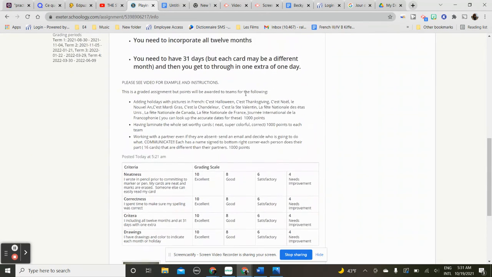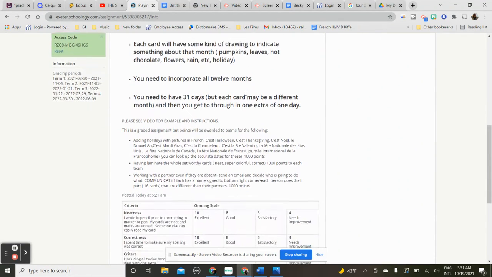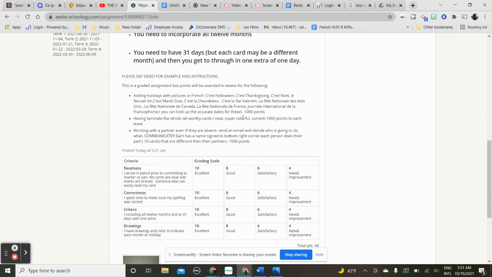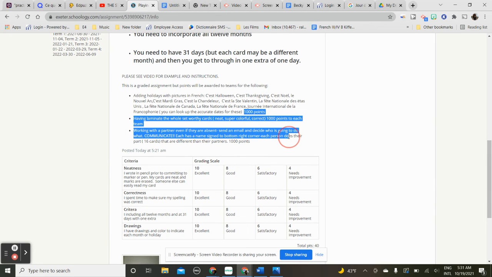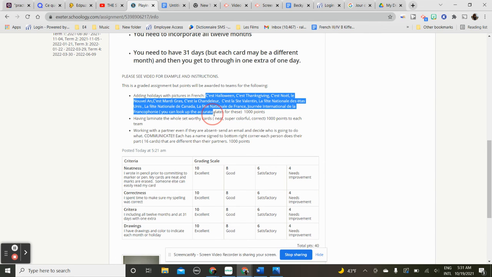I have broken down on the assignment everything that you need, and then how to earn extra points for your team. So make sure you read through those. I did list a whole bunch of holidays. If you want to add the holidays to those cards, you have to plan that out because you still need all the other criteria. And then communication is key.